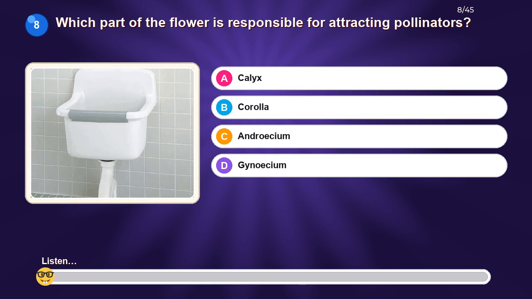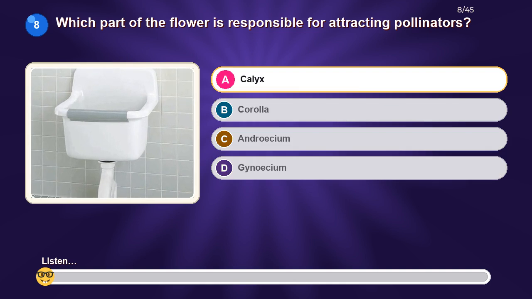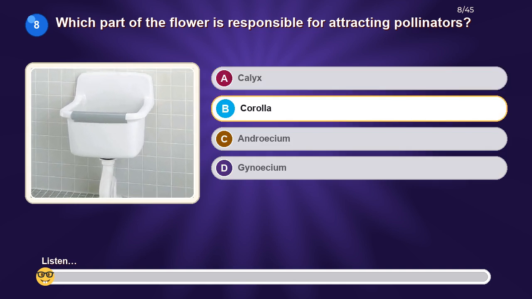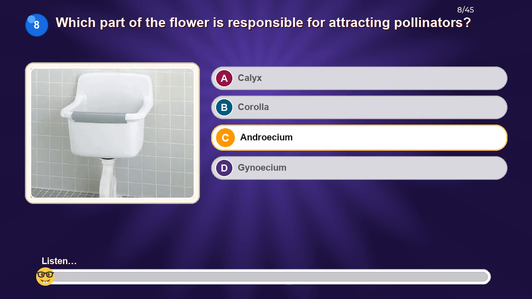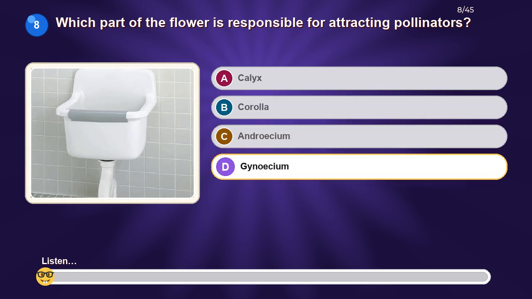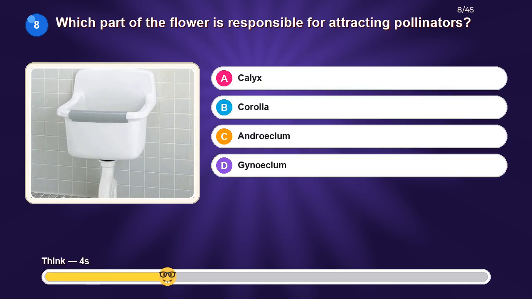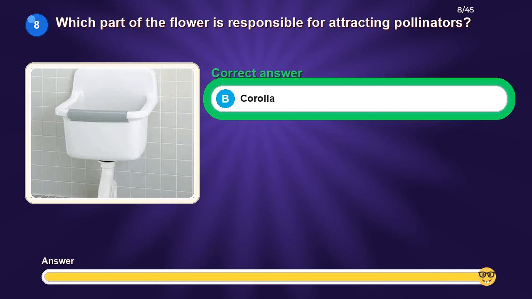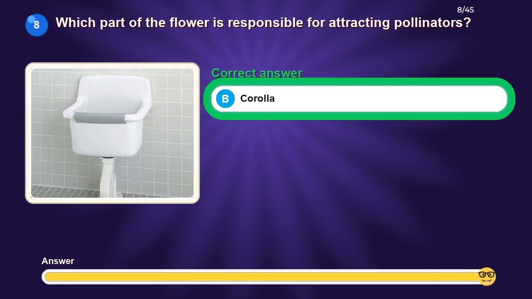Which part of the flower is responsible for attracting pollinators? Option A, calyx. Option B, corolla. Option C, androecium. Option D, gynoecium. The correct answer is corolla.